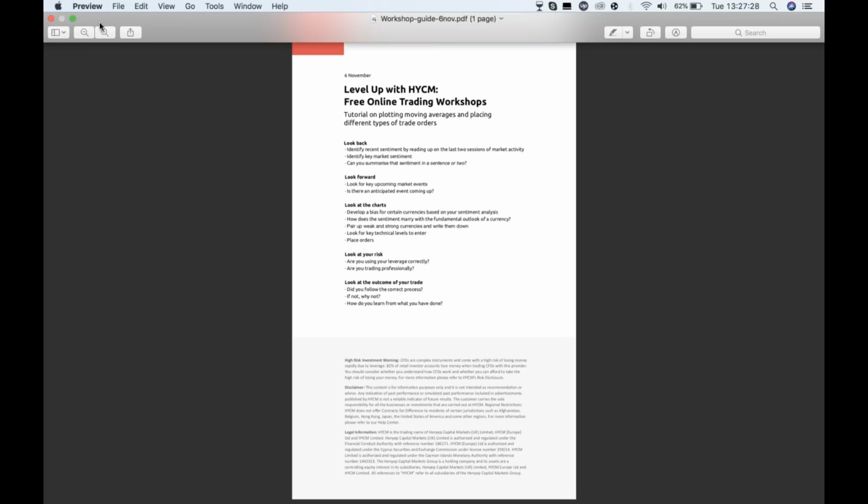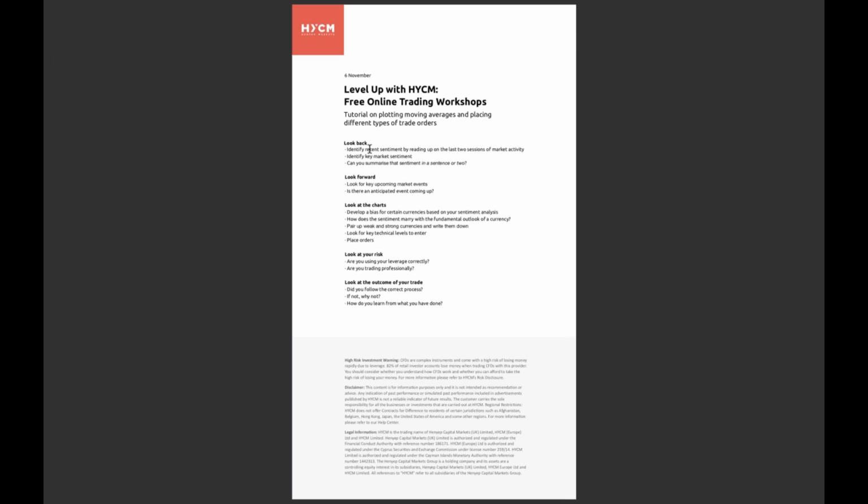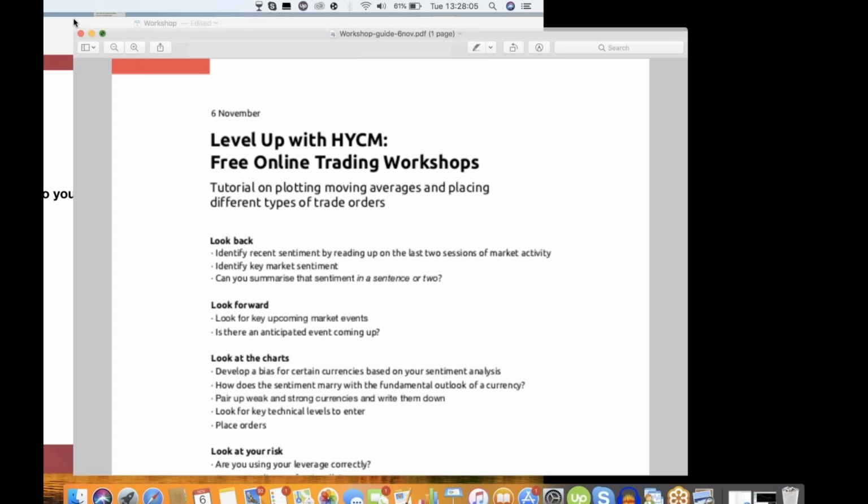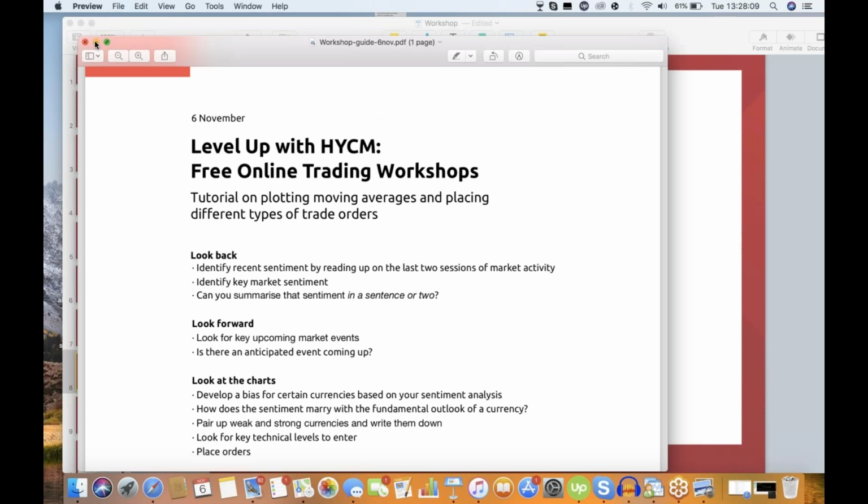And from this handout, we're going to start using the first section, which is looking back. When we look back, we want to identify recent sentiment by reading up on the last 2 sessions of market activity. We're going to identify key market sentiment, and then the question is, can you summarize that sentiment in a sentence or 2? So this is going to be the workshop aspect of this. I'm going to go through some of the key aspects of sentiment that we have in the market, and then I'm going to ask you to try and summarize that sentiment in a sentence or 2. You can enter that on the question panel in a minute, and I'm just going to take you through that. So now we're looking back, stage 1.